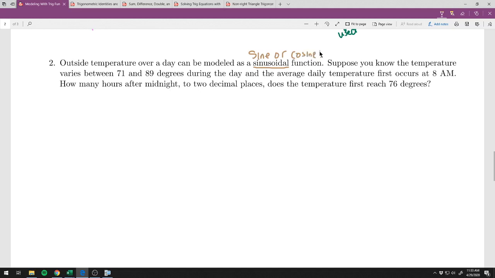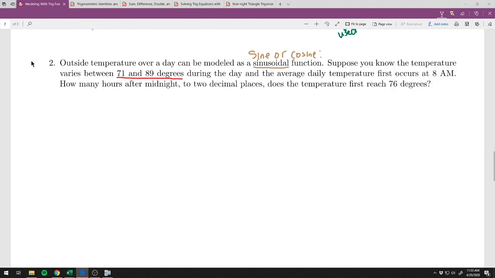It might be sine, it might be cosine, but what we talked about is really referring to the shape. Sinusoidal means it has this wavy pattern. It can be sine or cosine. So suppose the temperature varies between 71 and 89 degrees during the day.